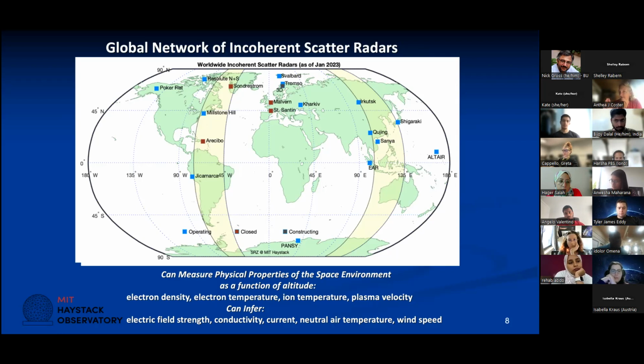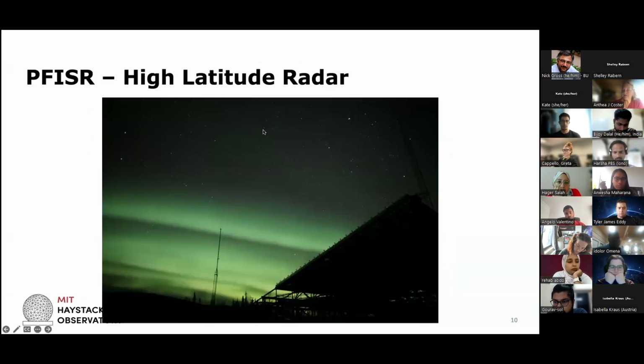But the limitation is you only get it around the Millstone site. You only get it around the Poker Flat site. I mean, it's not a global view. It's like at that pinpoint, you get all of the information. But if you want to make a global map, you're going to have to combine it with other sources of data. So this is PFISR.